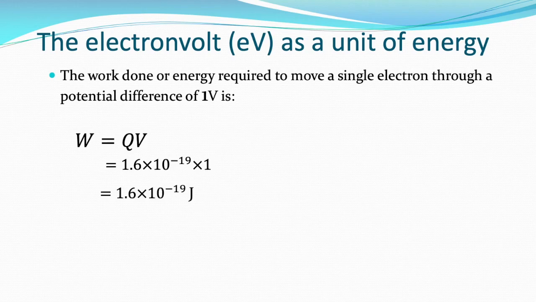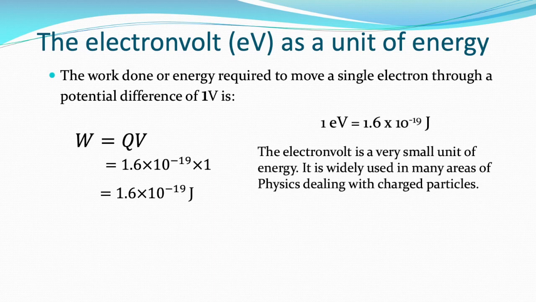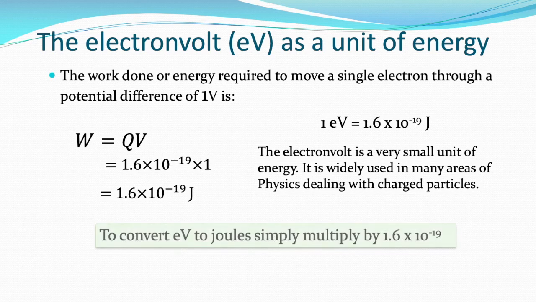And that unit of energy is called the electron volt. It's a very small unit of energy, and it's widely used in many areas of physics dealing with charged particles. So if you want to convert electron volts to joules, simply multiply by 1.6 times 10 to minus 19.